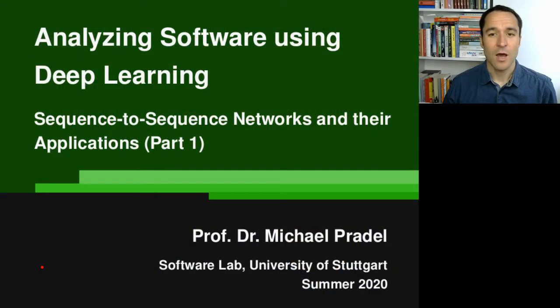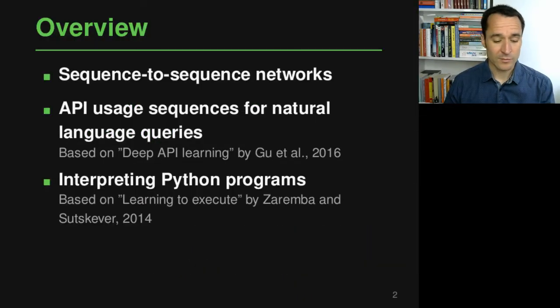So let me just give you a brief overview of what we want to do in this module. As usual, there are three parts. The first one is about the architecture itself. So we will look at how sequence-to-sequence networks actually work and why they are useful and when they should be used. And then we'll have a look at two applications of them that use them to analyze software. The first one is about using them to find API usage sequences based on a natural language query. So basically you're asking for a particular API and how to use it by just expressing yourself in natural language. And then a model will give you an example, a code snippet that may be what you're looking for.